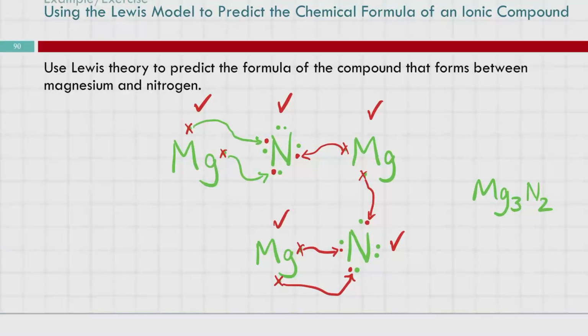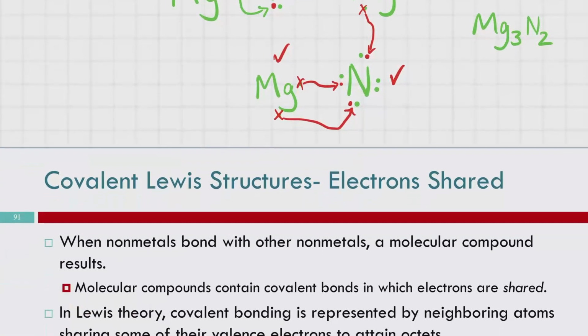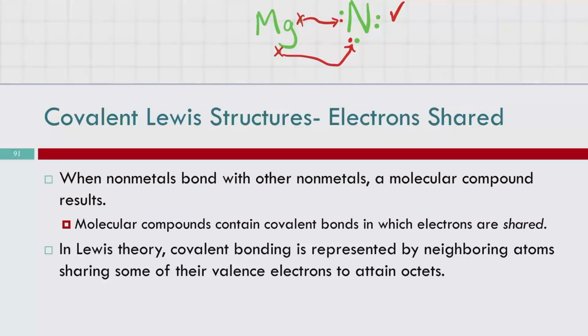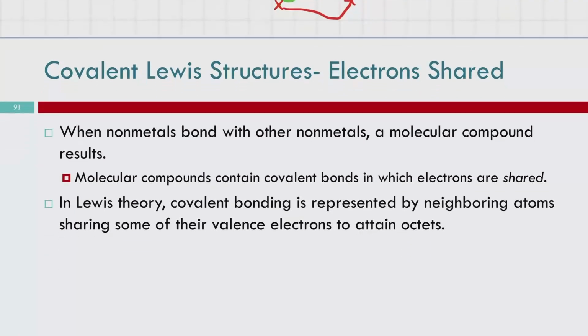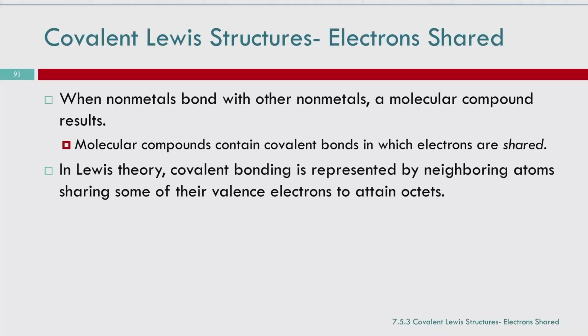And I'm not going to draw it out with all the brackets and the charges and all that. Okay, so that's ionic compounds, where we're just transferring the electrons. So our new tech is covalent Lewis structures. Covalent, the co part meaning shared, and the valent, like valence outside, referring to our electrons. So these are shared electron Lewis structures.